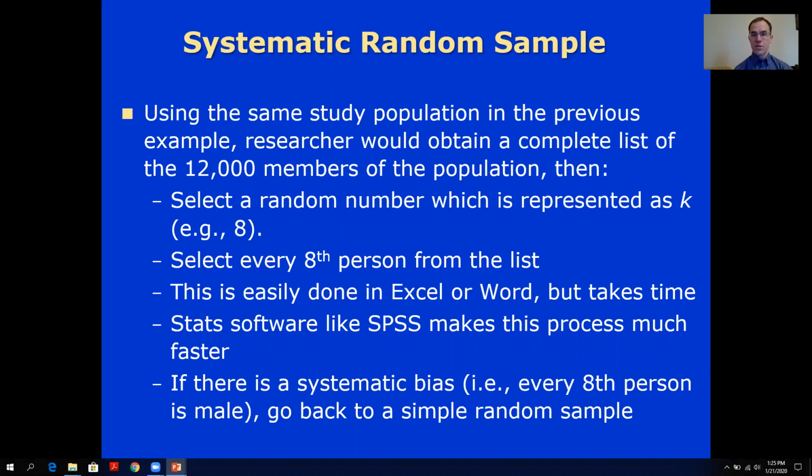But here's something important to keep in mind. If there's a systematic bias, in other words, every 8th person is male, for example, you would need to go back to a simple random sample. But this is, again, an example of another option for random sampling.